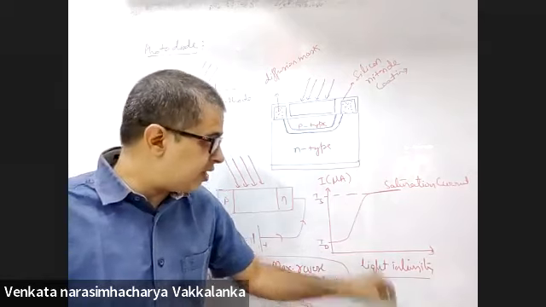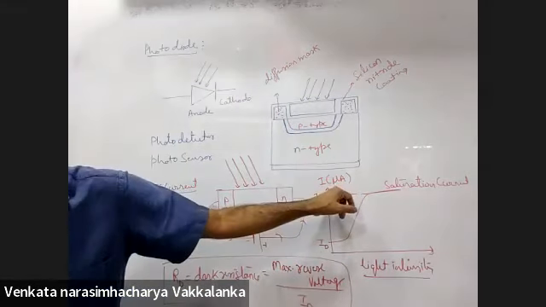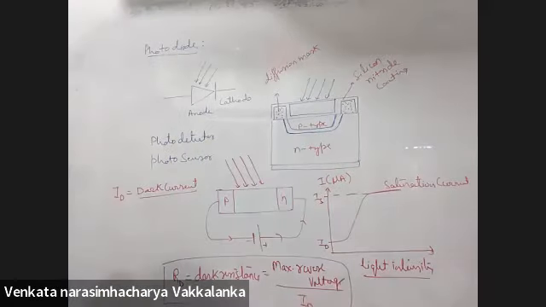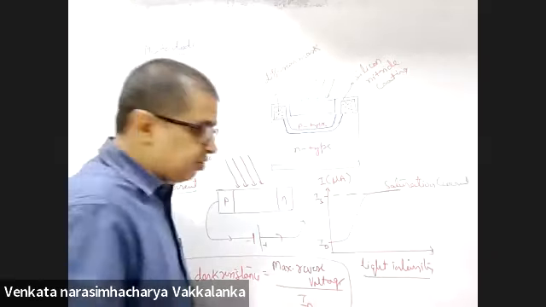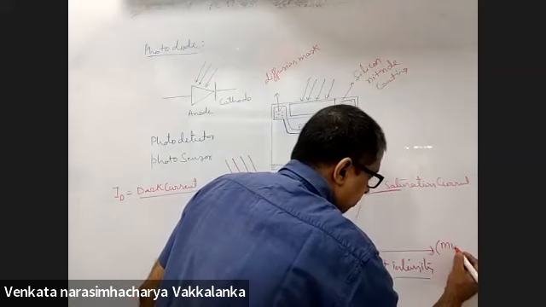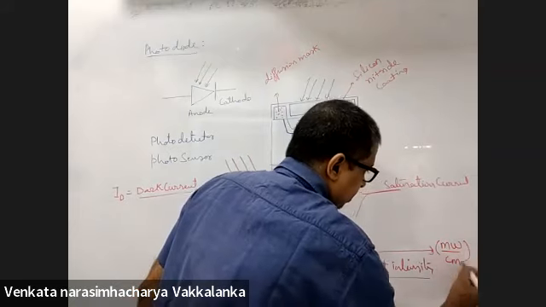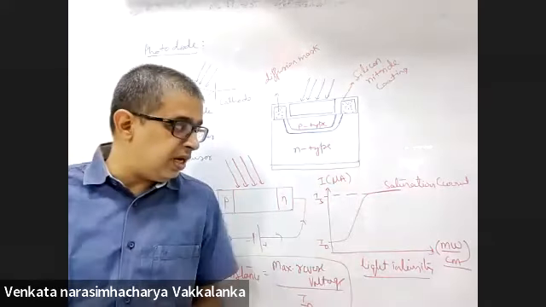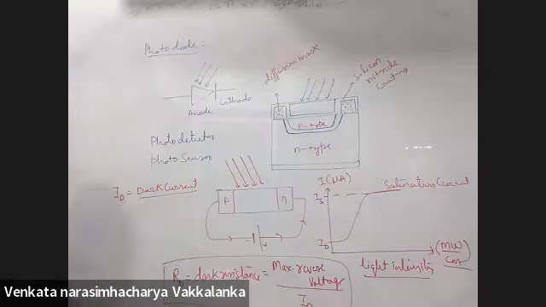Here it is light intensity versus current. Light intensity versus current. Units of this are in milliwatt per centimeter. Units are a must. Microamperes here, milliwatt per centimeter there. Light intensity.